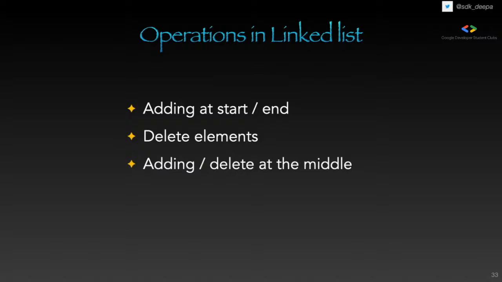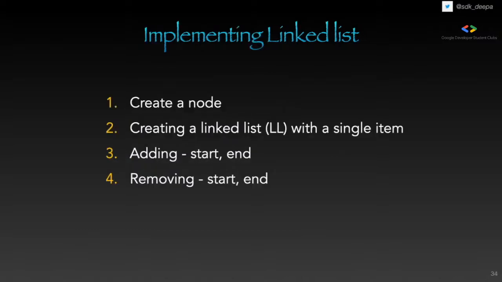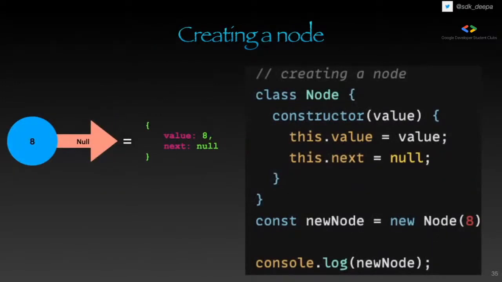For the sake of this talk, I would be implementing the following. We'll start creating a node. We'll create a linked list with a single item. We'll add something at the beginning and at the end. We'll remove as well. And I have some resources for how to find by value and index, and how to reverse linked lists, and I can point you towards them at the end. Or you could also try it on your own with whatever knowledge that you would be gaining in a few minutes.